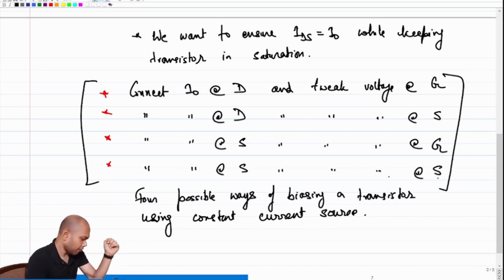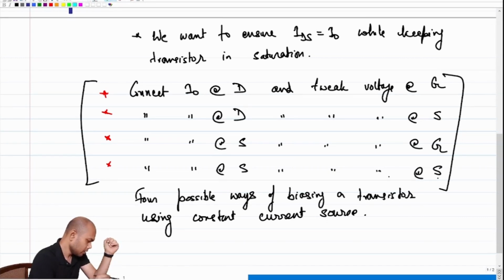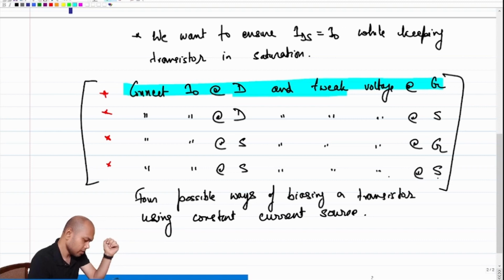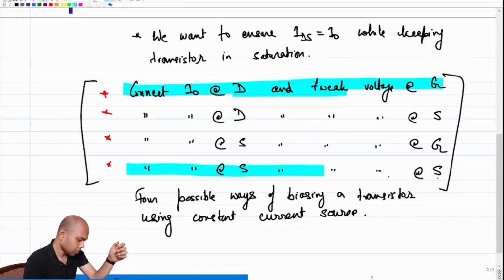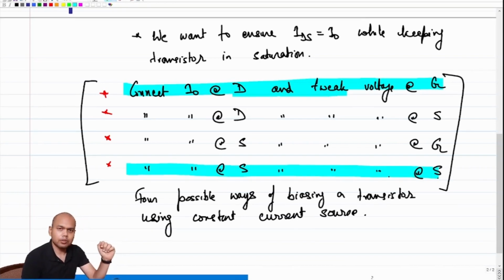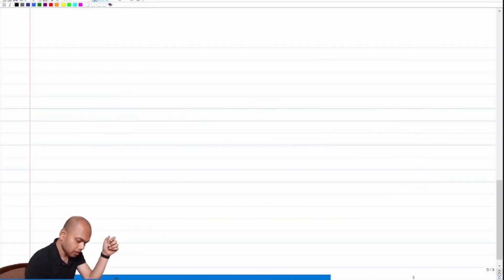Okay, so we have already seen this. What I would like to do in this lecture is concentrate on the last one. We will look into the other two sometime later in the course. Okay, so let's look into the last one, that is connect I naught at source and tweak the voltage at the source.